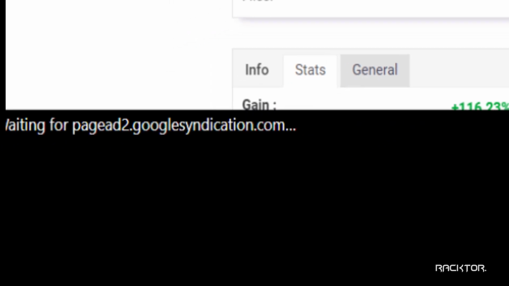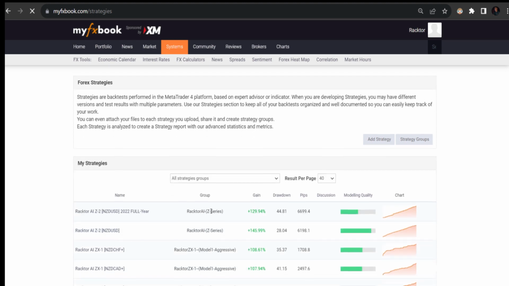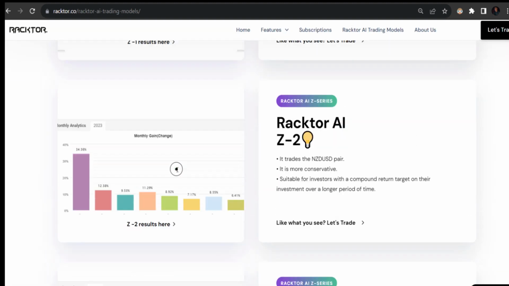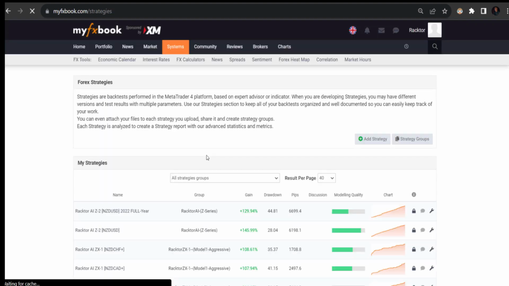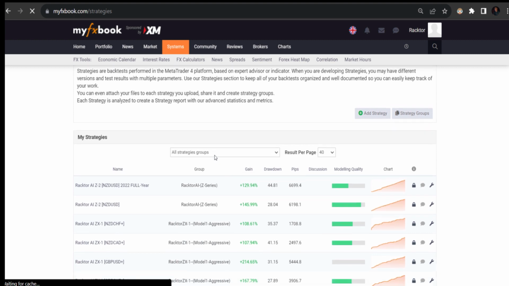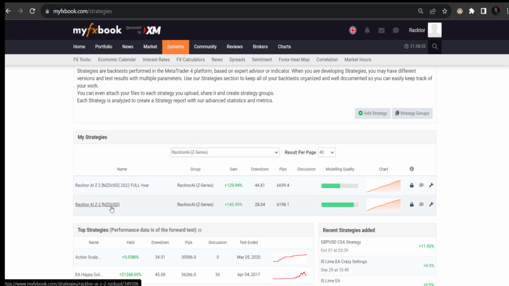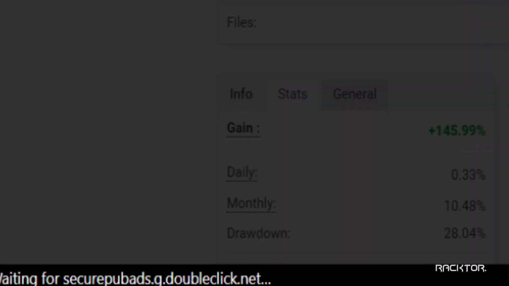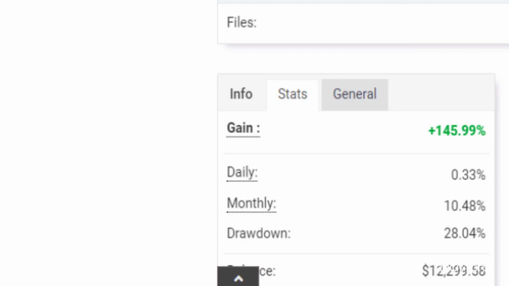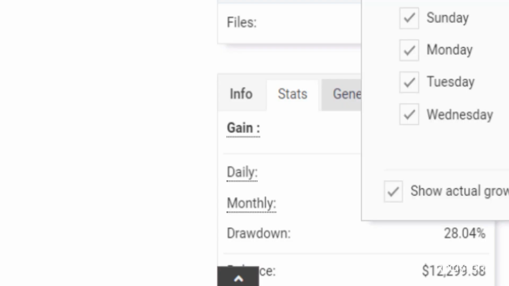on 2022. So let's check 2023 for Z2. Remember, I said that Z2 only trades NZDUSD. Remember, that's what we said here. That Z2 only trades NZDUSD. Okay, so let's filter again and choose the model we want using the strategy group. Okay, let's look quickly at the 2023 model. All right, so I'll be applying our filter very quickly, and we would be moving forward super fast.